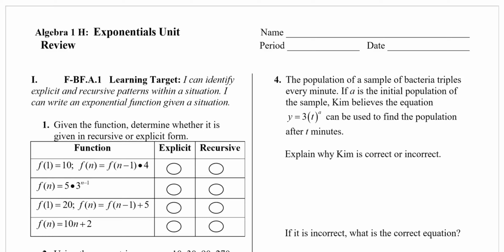Alright, welcome to the Exponential Units Review for Algebra 1. We'll start with number 1. We have this table and we have to decide which ones are explicit and which ones are recursive.